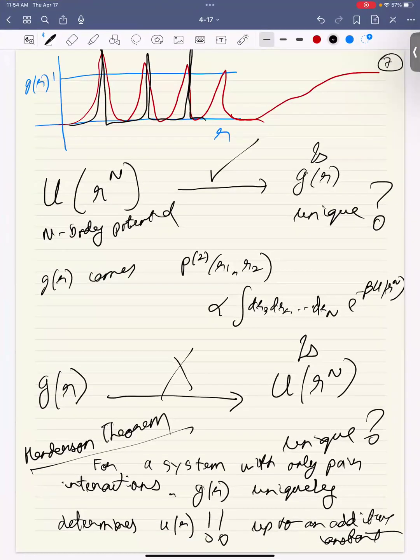So this is Henderson theorem. It's interesting. Read up the proof. I'm not going to ask you anything about it ever, but it's interesting. And it's kind of amazing that it shows you, while it's obvious that from U of Rn, G of R is unique. Of course, for the same G of R, there can be many different n-body potentials, but if you're willing to assume that it's only pair interactions, it's unique up to an additive constant. So it's kind of amazing.